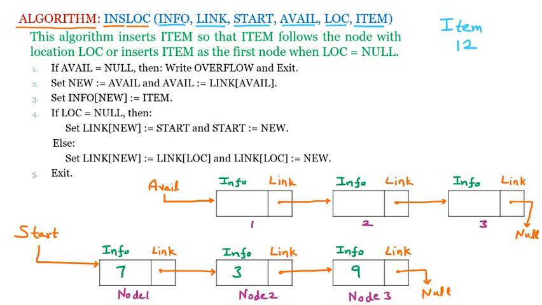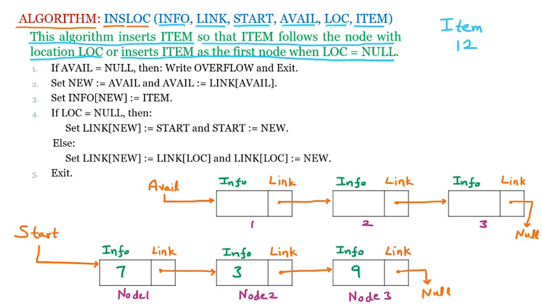Now this 12 we want to insert at a specified position, which is the location. So this algorithm inserts the item, meaning 12, so that the item follows the node with location LOC. That means if I give any location, then the item follows that particular location. Insert the item at the first node if LOC is null. Let us suppose you do not give the location; then it will insert the node at the first place, and if you give the location, it will insert at the specific location. So that is how the algorithm is going to work.